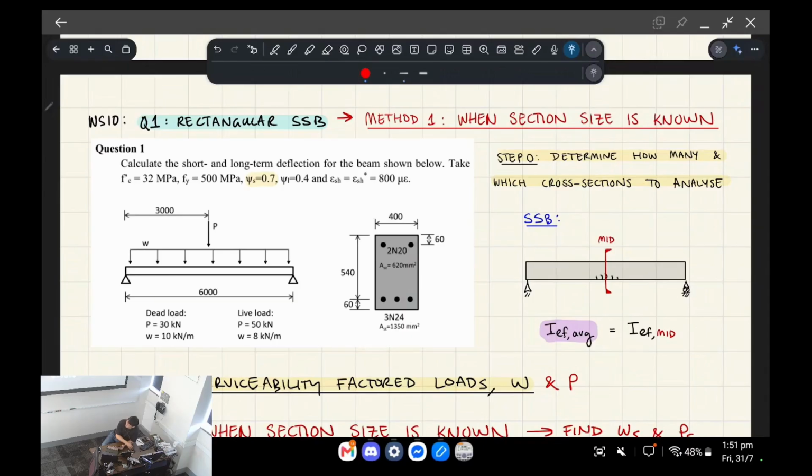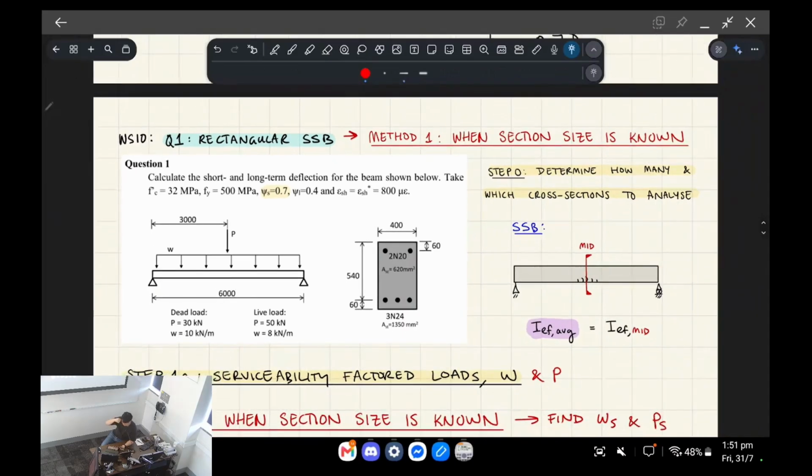And so for an end span, basically for the stiffness, there's a contribution of stiffness. There's cracking that's going to happen in the middle as well as at the support, right? And so your effective average stiffness is going to be a 50-50 contribution from the middle and from the right-hand side. For the case of an interior span, you take 50% of the contribution from the middle and then 25% from either side, right? And that's going to be your effective average stiffness.